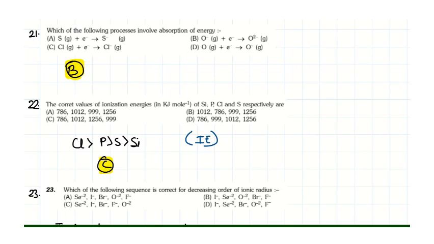We know that the conversion of sulfur to S minus makes the sulfur atom more stable, Cl to Cl minus makes it more stable, and O to O minus again makes it more stable. Thus, option B involves absorption of energy.